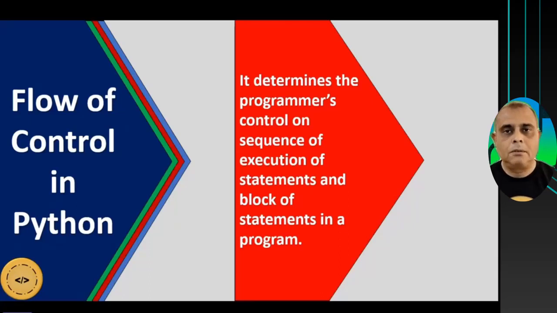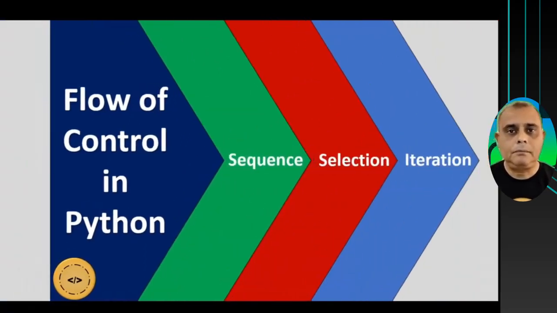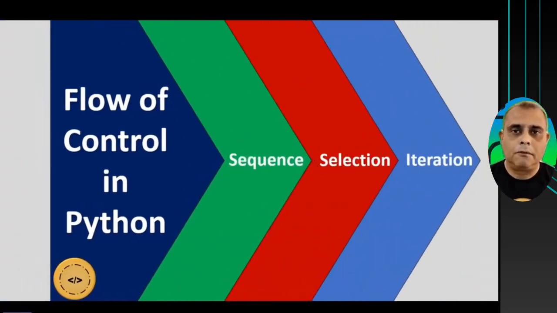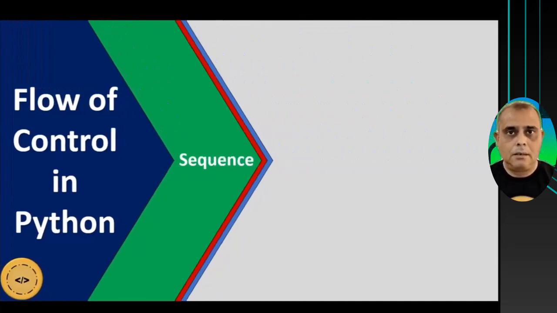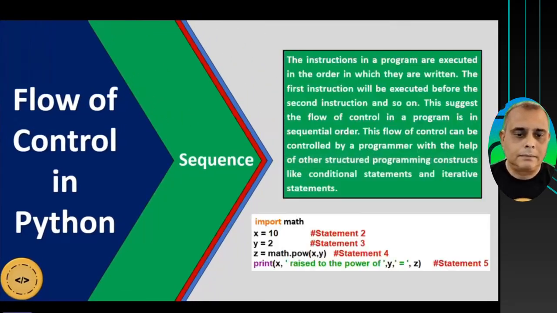Under flow of control, there are three components. These three components of flow of control are sequence, selection or conditional statements, and iteration. Sequence determines the order in which the instructions written in a program are going to be executed. According to sequence, the instructions are executed in the order in which they are written.